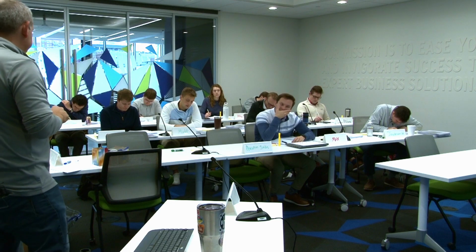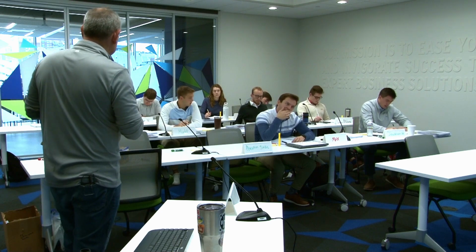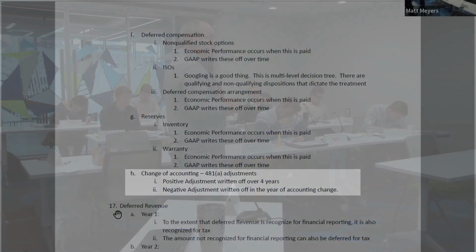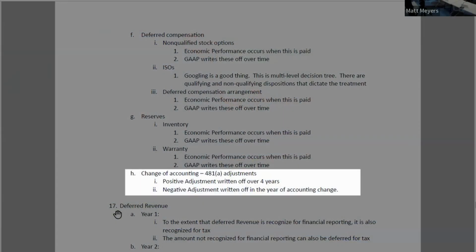Matt, who you want to call in? Let's go Connor McCraddock. Letter H, change of accounting, 481A adjustments, positive adjustment written off over 4 years, negative adjustment written off in the year of accounting change.